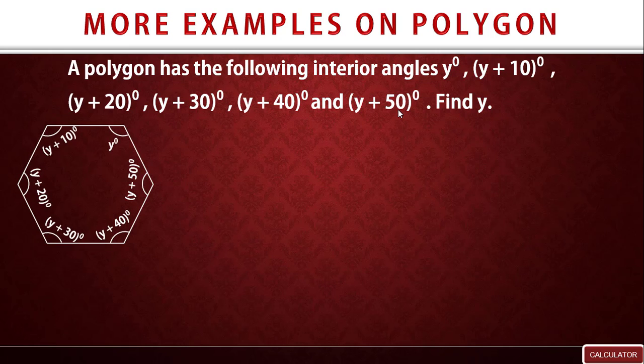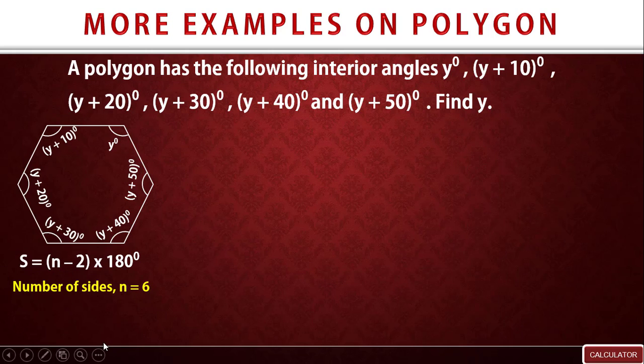For us to determine the value of y, we'll be making use of the formula for sum of interior angles of a polygon. The formula is s equals n minus 2 multiplied by 180 degree. So what we need to do is to fix in the value of n. Our number of sides is 6 because a hexagon has 6 sides. So let's fix in the value of n into this formula, and then we have s equals 6 minus 2 multiplied by 180 degree.